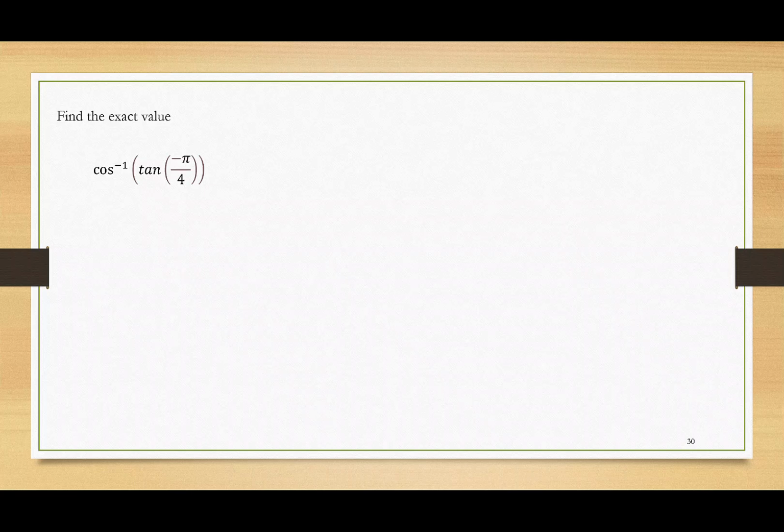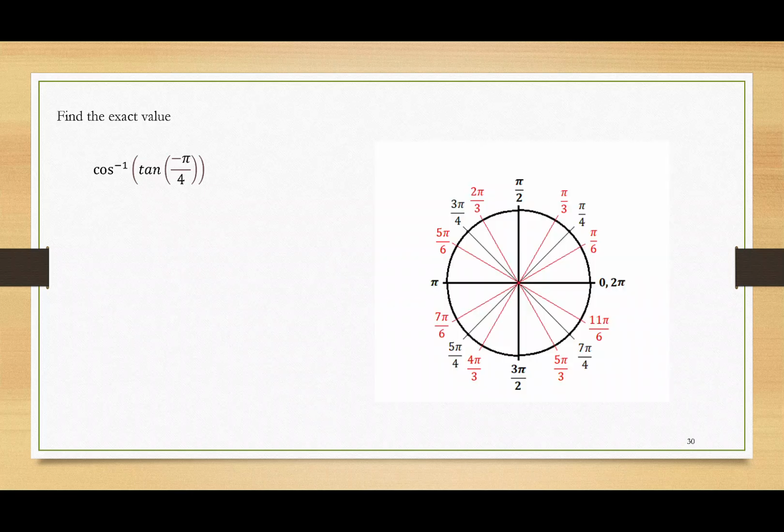Let's look at cosine inverse of tangent of negative pi over 4. Again, I'm pulling up my unit circle. Negative pi over 4 is in the fourth quadrant. In the fourth quadrant, tangent is negative, and the value of tangent of negative pi over 4 would be negative 1. Now we need to find the cosine inverse of negative 1. We can't use negative pi over 4 because it doesn't fall between 0 and pi. So again, we're back to quadrant 2, where cosine is negative, and we know cosine is equal to negative 1 at the value of pi.